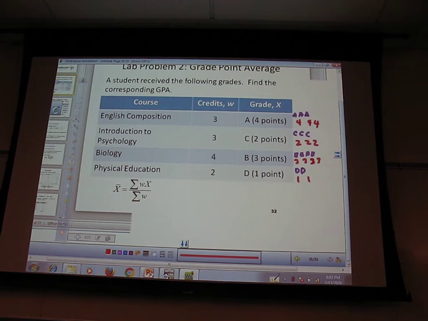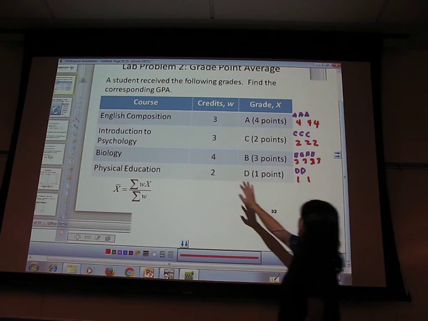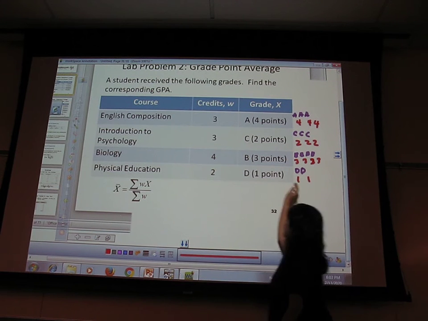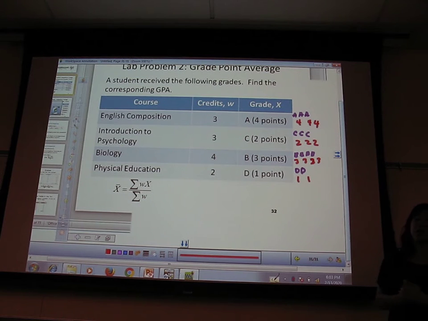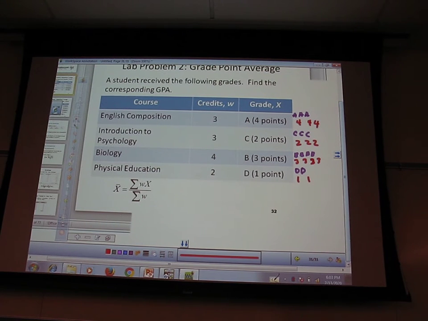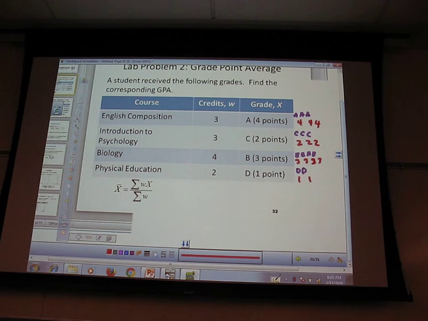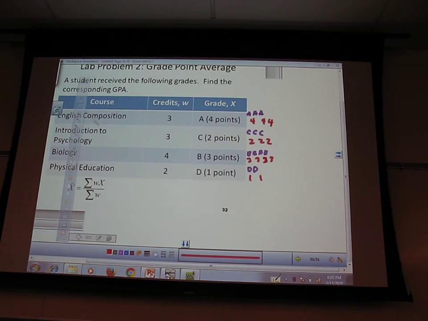But again, math should help us be lazy, so we're going to do our whole little this times this, which is just a shortcut for being able to add them. We still need to divide by how many there are. All right, so why don't you guys take a few minutes with your neighbors and compute the GPA. Okay, let's take a look. Easy way: 3 times 4, 3 times 2, 4 times 3, and 2 times 1. So 12, 6, 12, and 2.